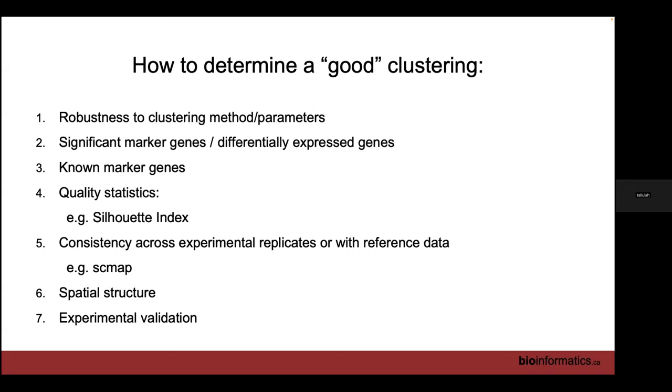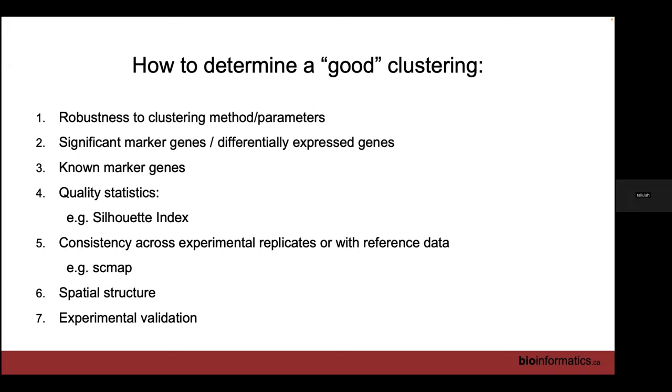You could look at known marker genes. So maybe you know you have a marker for T cells, you can see which clusters express that marker. And if it's nice and concentrated in 1 or 2 clusters, then you've got some good clusters. If you've got a bunch of clusters where half of the cells are expressing that T cell marker, probably not good clusters. You can look at quality statistics. There's dozens of these. I'm not going to go through all of them. The most popular one in single cell analysis is the silhouette index, which I'll explain in a little bit.